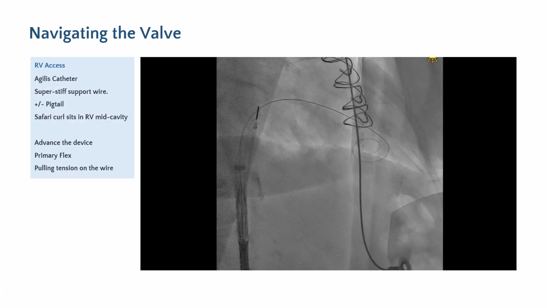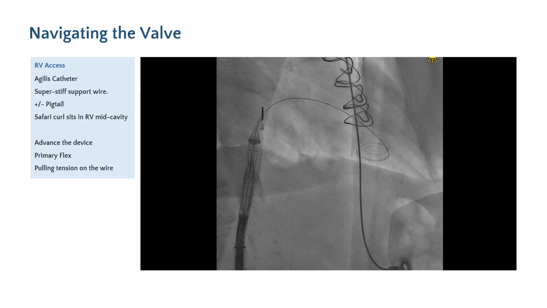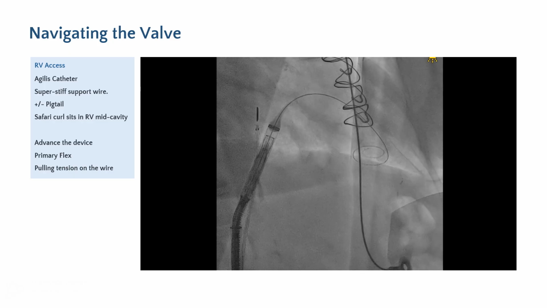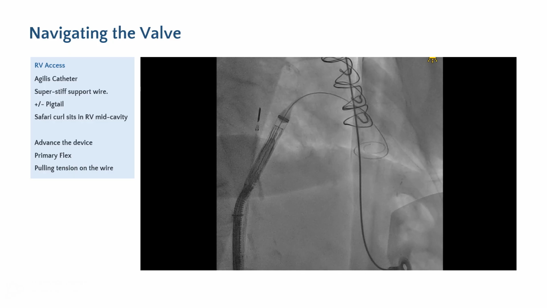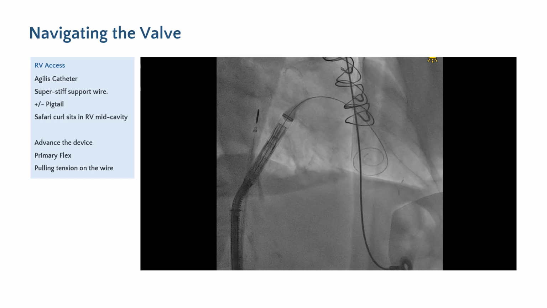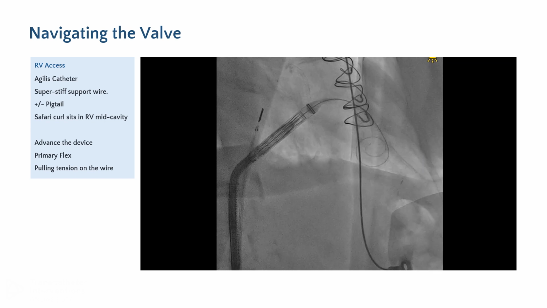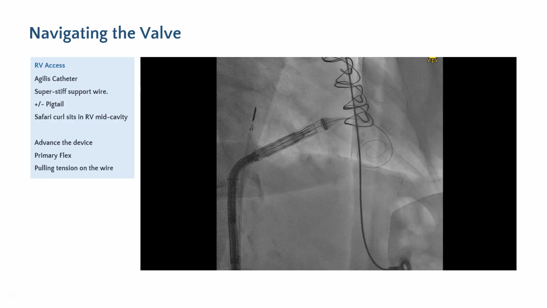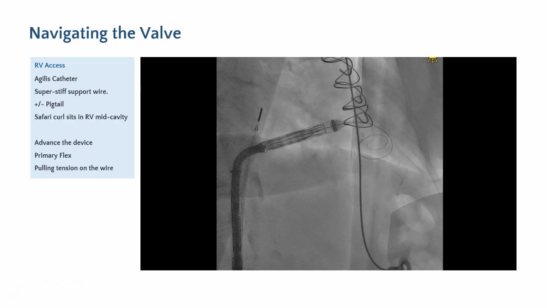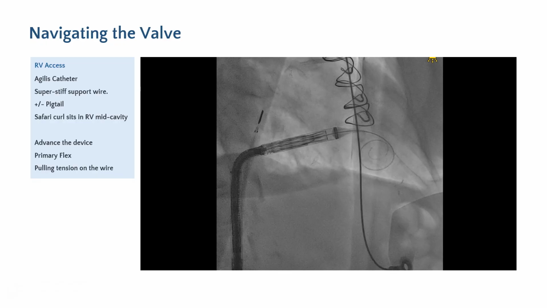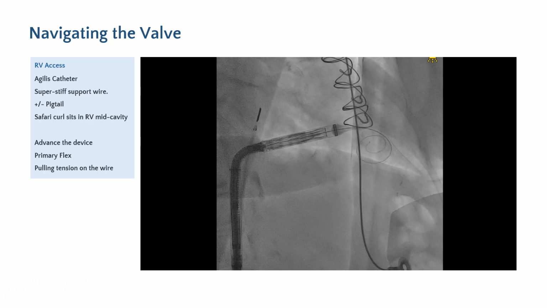So this is just navigating the valve. To get RV access, we usually use an Agilis catheter and a Safari wire, sometimes plus or minus a pigtail. Basically, you're just advancing the device and using primary flex to go anterior, posterior to get across the valve. The main trick is to make sure that your Safari catheter is in mid RV. Next.